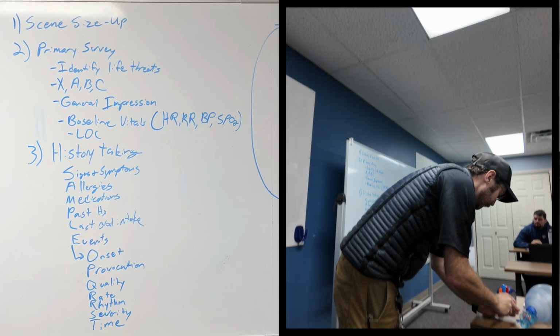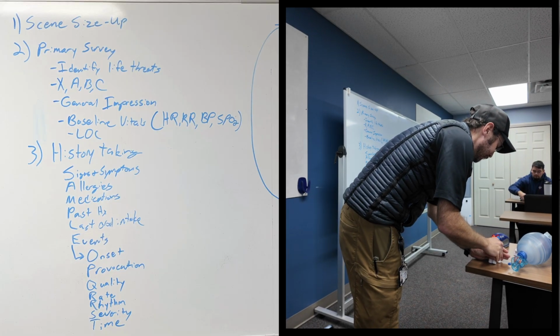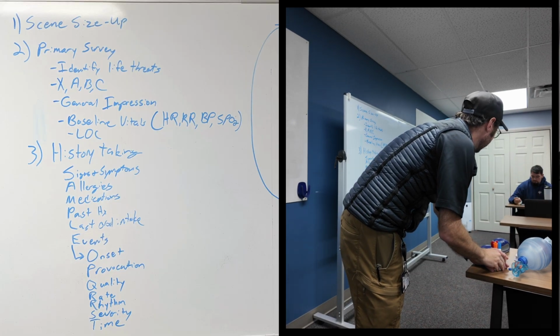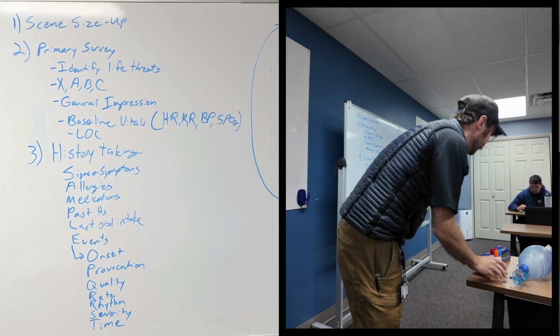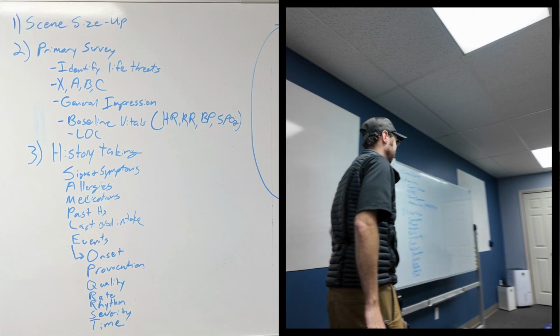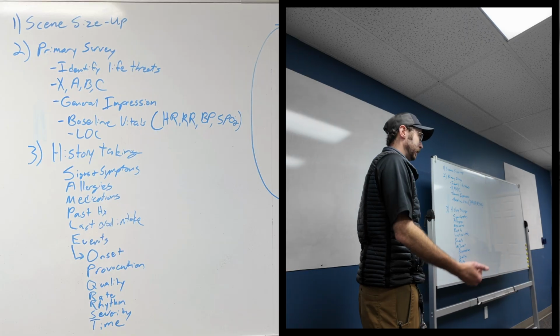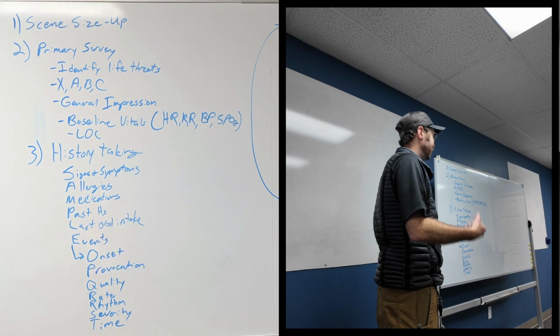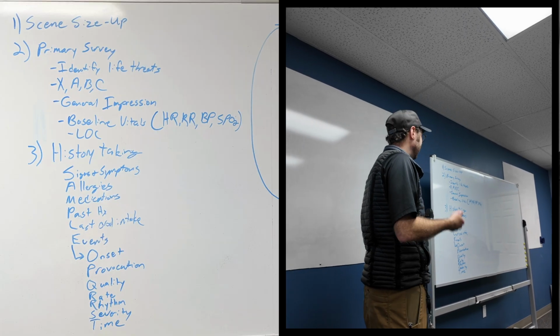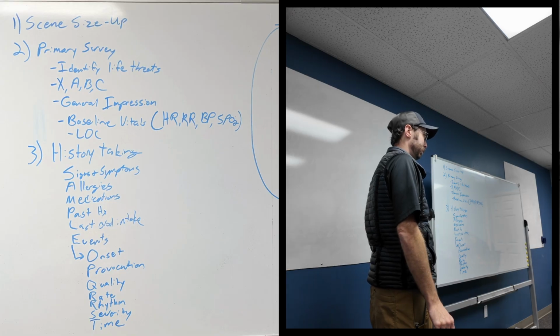All right. So, I'm going to start every patient encounter with a scene size up. Everybody agree with that? Next thing you need to do is primary survey. So, that primary survey, we're identifying life threats, issues with our XABCs, forming a general impression of the patient, and getting some baseline vital signs.